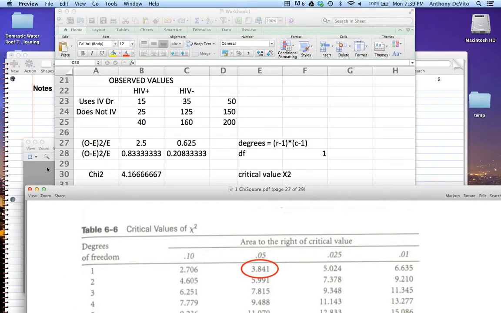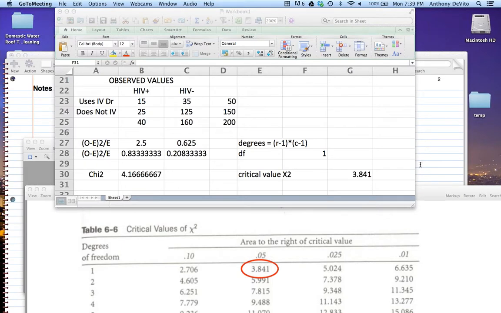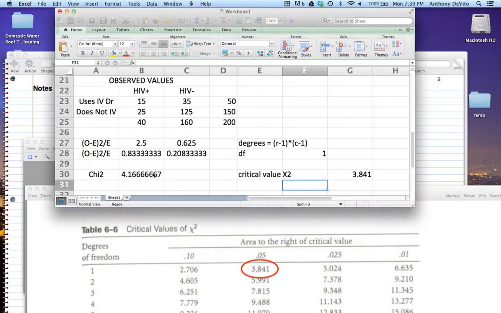So let's go back to our calculation. Our calculation of chi-square was 4.16. Our critical value at alpha equals 5% is 3.841. Can I reject my null hypothesis? Anybody want to guess? Yeah, we can, because our calculated value of chi-square exceeds the critical chi-square value that we need to be 95% certain, or have less than a 5% chance of being wrong if we reject our null hypothesis.